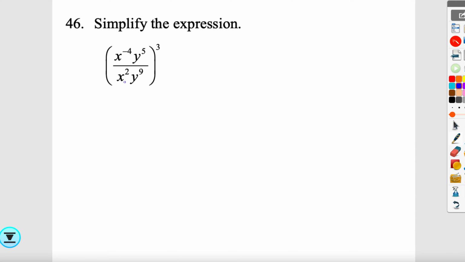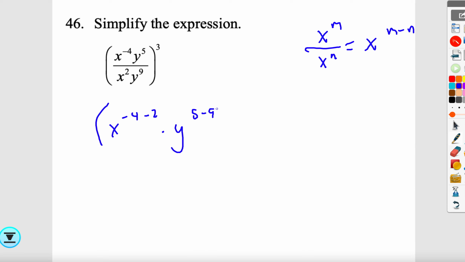So we're gonna do quotient rule. Remember, the rule is x to the m over x to the n is equal to x to the m minus n. So first things first is gonna be x to the negative 4 minus 2, times y to the 5 minus 9, to the third power. We're just combining the x's and the y's. What happens there? We get x to the negative 6 times y to the negative 4, to the third power.